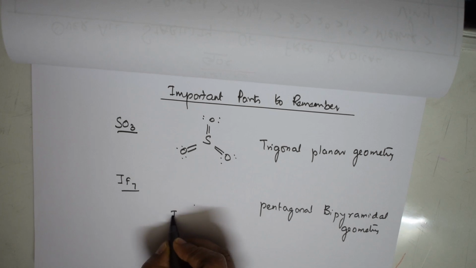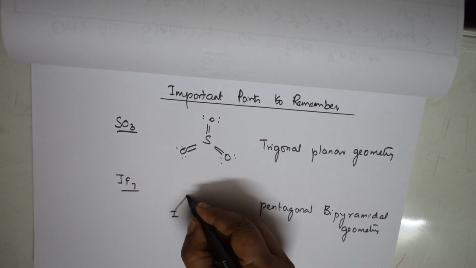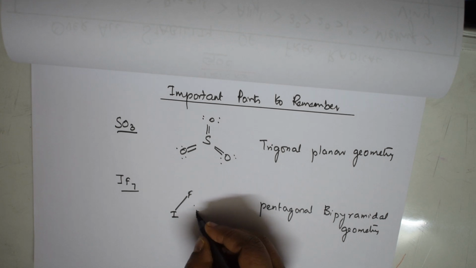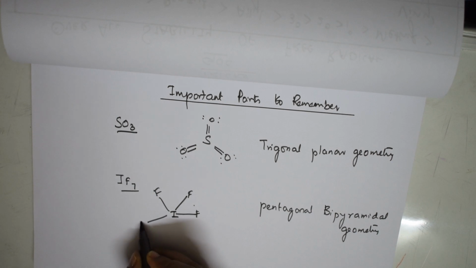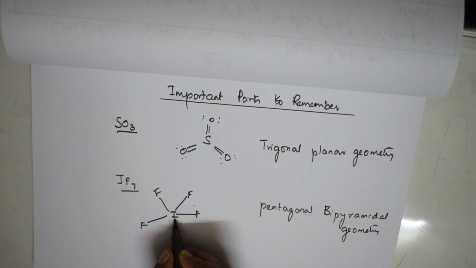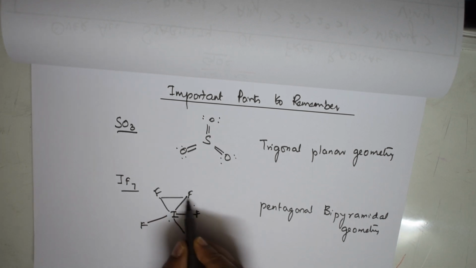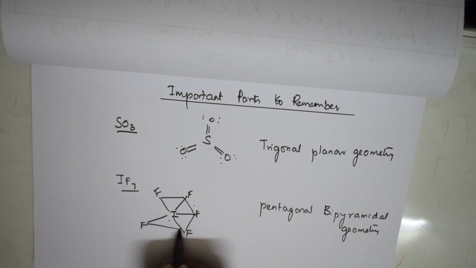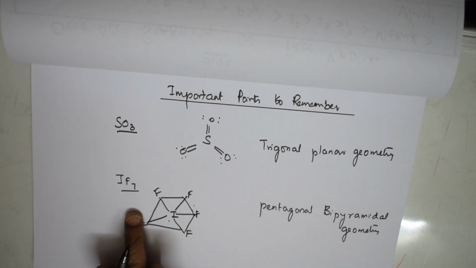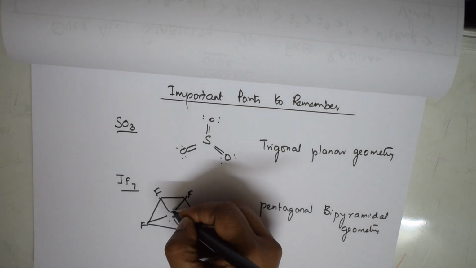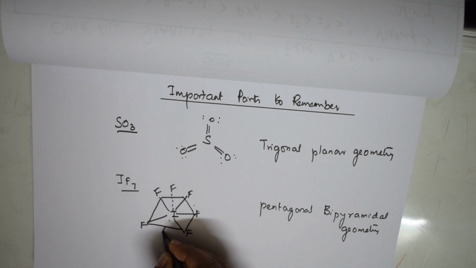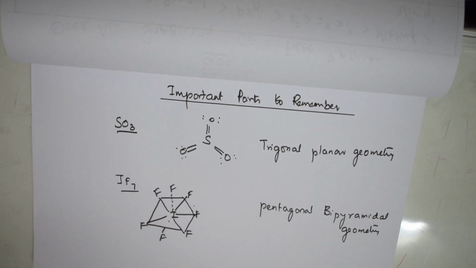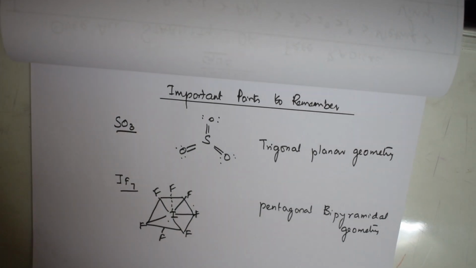I is in the center, and 7 fluorines are there. So if I have to draw, I join 1, 2, 3, 4, 5 in a ring. Two more are there, one at the front and one at the back. So this is your F, and this is your IF7 structure, which is pentagonal bipyramidal geometry.